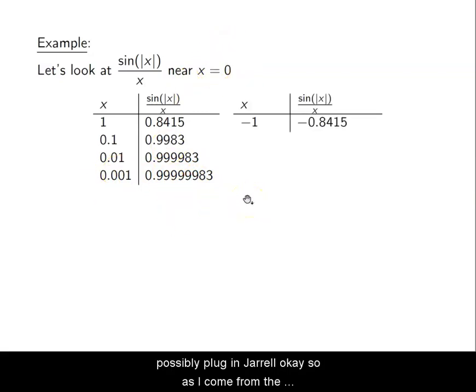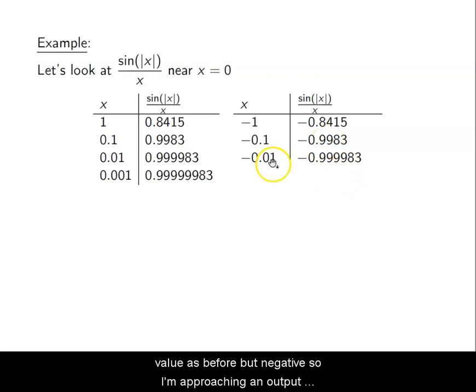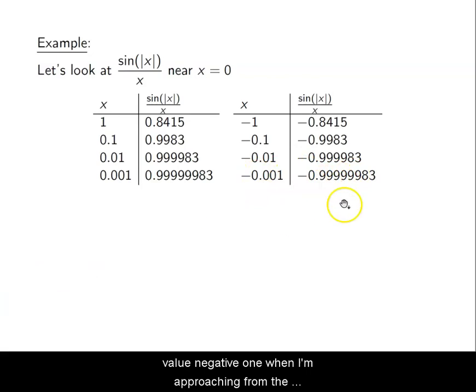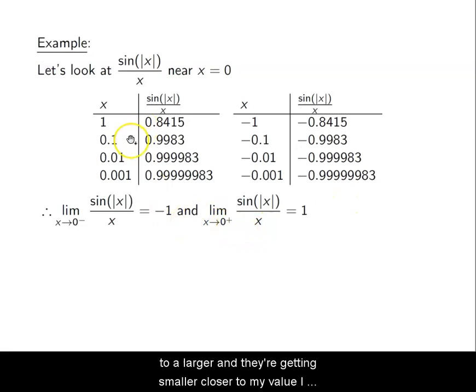Okay, so as I come from the negative side, now I have -1, so now I'm starting below 0, and I'll plug in larger values and approach 0 from the left-hand side. If I plug in -0.1, I get the same value as before but negative. So I'm approaching an output value of -1 when I'm approaching from the negative side. And as I approach from the positive direction, from larger values getting smaller, closer to 0, I approach a value of 1.